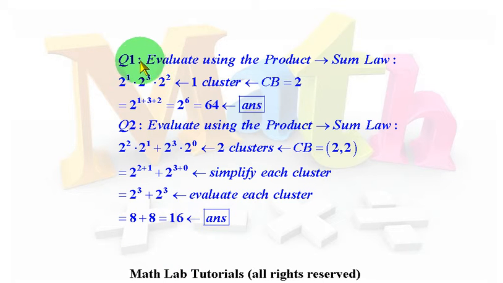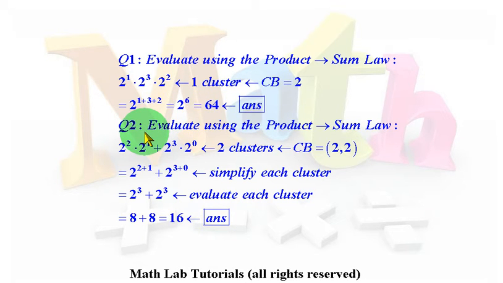Let's look at the first question. It says evaluate using the product sum law. Over here we have a product string, and we notice that the common base is 2. So we can certainly use the product law. We have one cluster because they're all dots in between the terms, and the common base we recognize is 2. So we're certainly in a position to use the product sum law. In the next step, we write 2 to the power 1 plus 3 plus 2. So the total frequency count is 6. And 2 to the power 6 is just 64. You can verify that on your calculator if you wish.